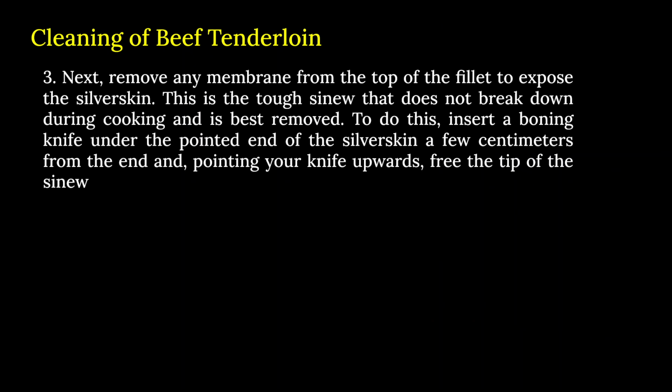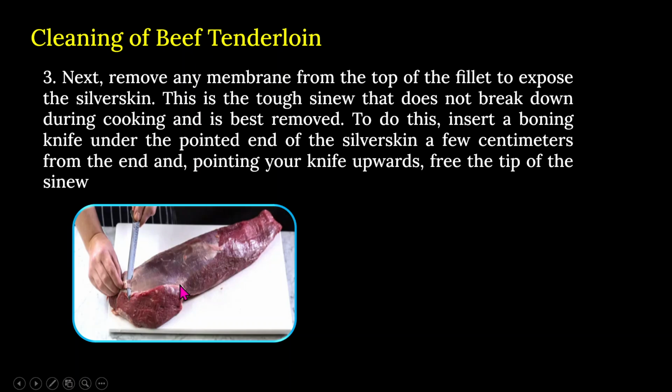Then third step. Now once the meat is there, you'll see some very transparent flimsy skin on top of the fillet, and that is known as the sinews. You have to remove that. You can use the knife and next remove any membrane from the top of the fillet to expose the silver skin. You can see this silver color skin is there. On top of the silver skin, this membrane is there, which is known as sinew, S-I-N-E-W, this is the word, sinew. Now this sinew has to be removed.